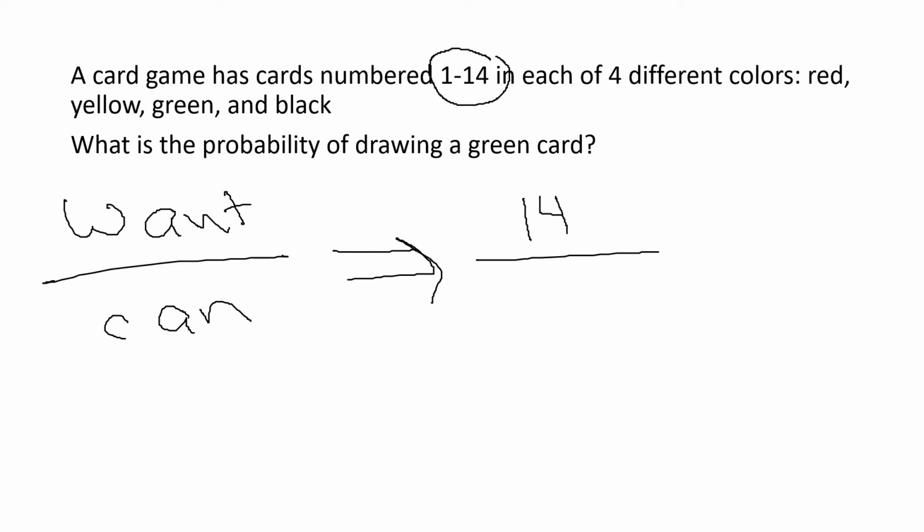Well, if I have 14 red plus 14 yellow plus 14 green plus 14 black, that means I have a total of 56 cards I could pull. I want a green one, and that's 14. So what I want is one of the 14 green cards. What I can pull is any of the 56. And then I need to reduce this down to the smallest form. Do not divide, because your answer must be a fraction. So if you're going to use your calculator, use the ABC or the fraction key. And when I reduce this down, I get 1/4.